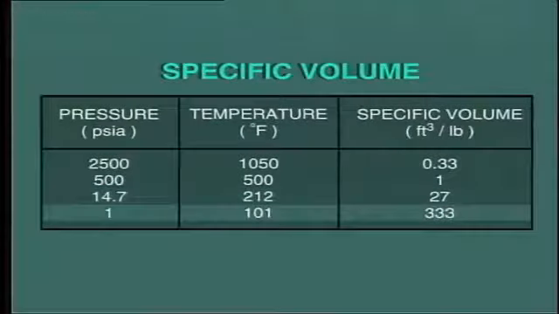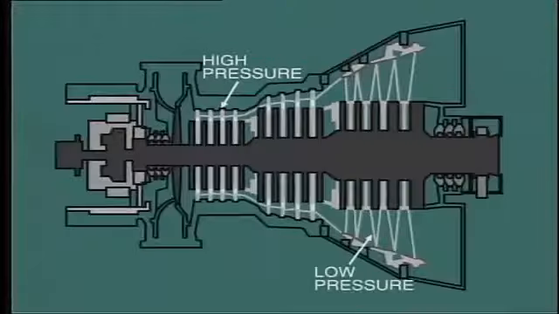And in the case of a condensing turbine, where we have steam exhausting at, say, 1 psia, the specific volume is 333 cubic feet per pound. So one clear consequence of this is that we have to make the casing continuously bigger as we move from the high pressure to the low pressure end.